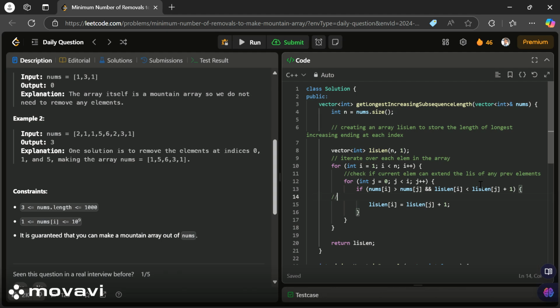4. Calculating removals for each peak. For each potential peak, we calculate the number of elements to remove: total_elements - (left_LIS_length + right_LIS_length - 1).